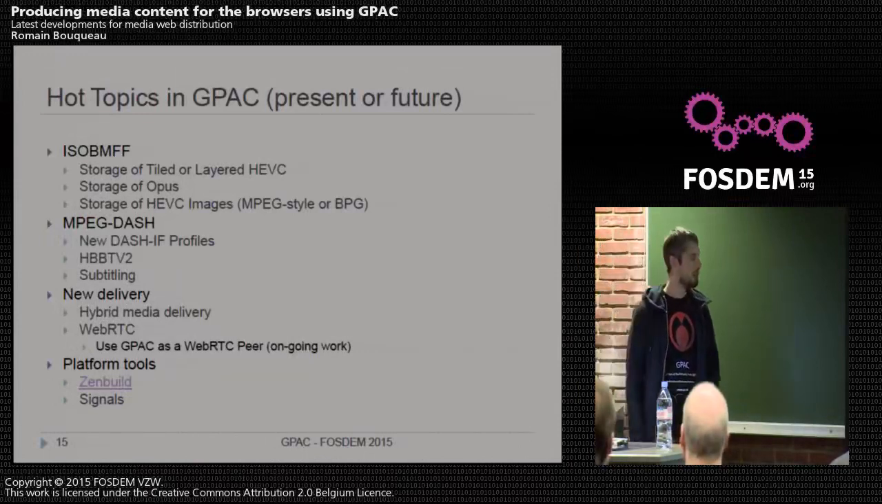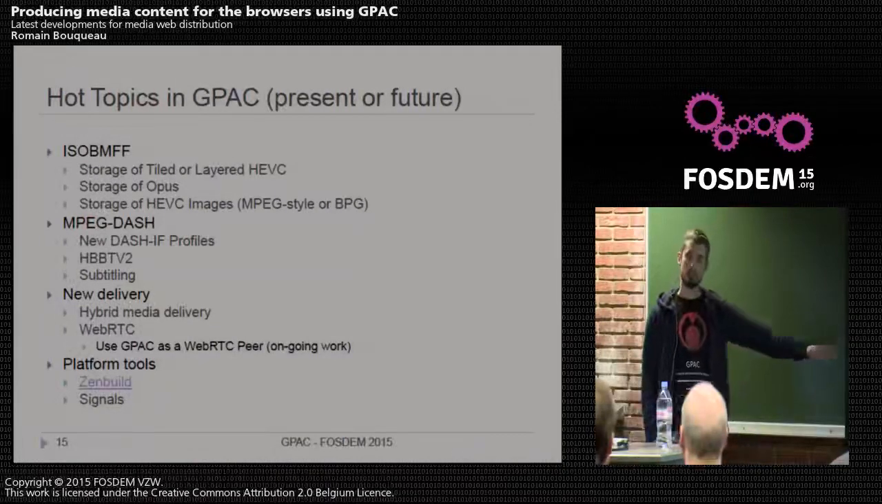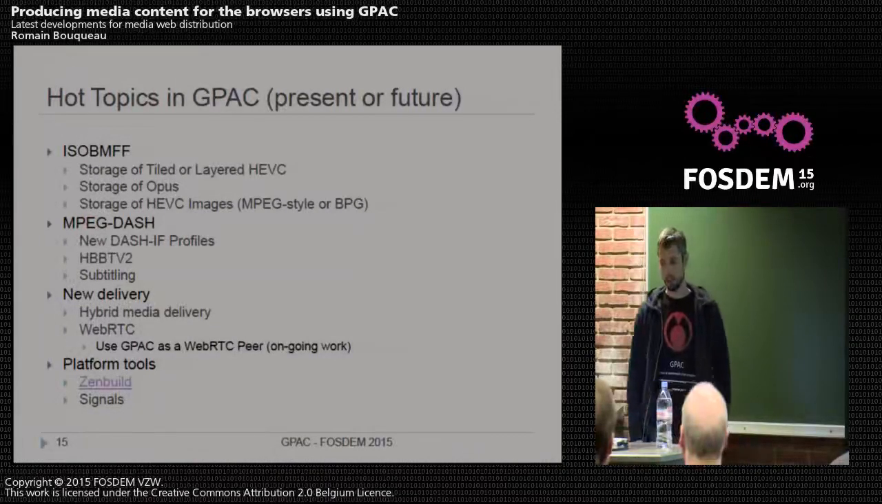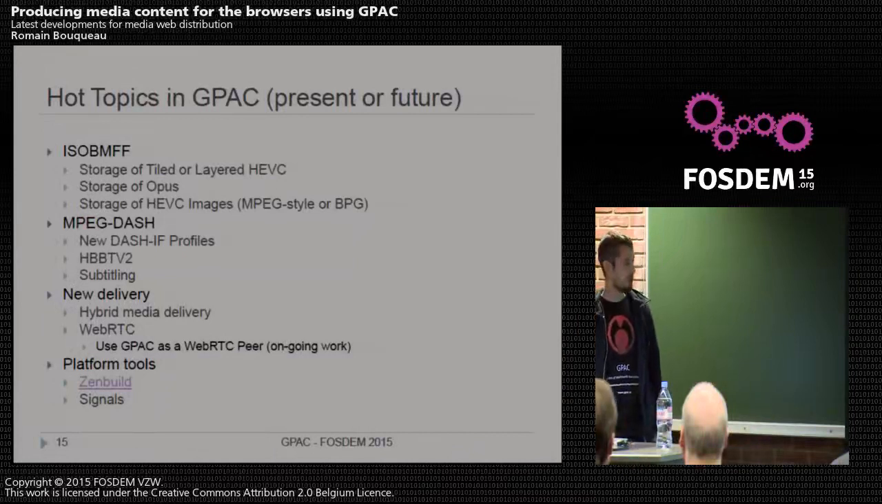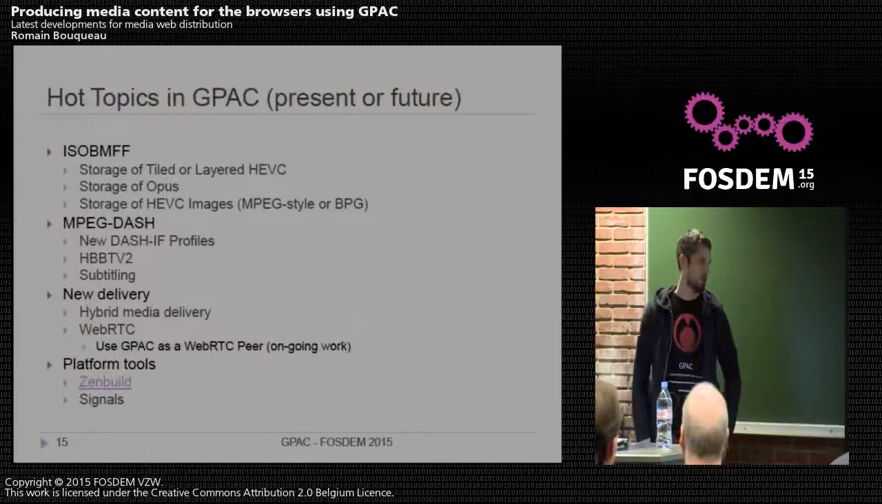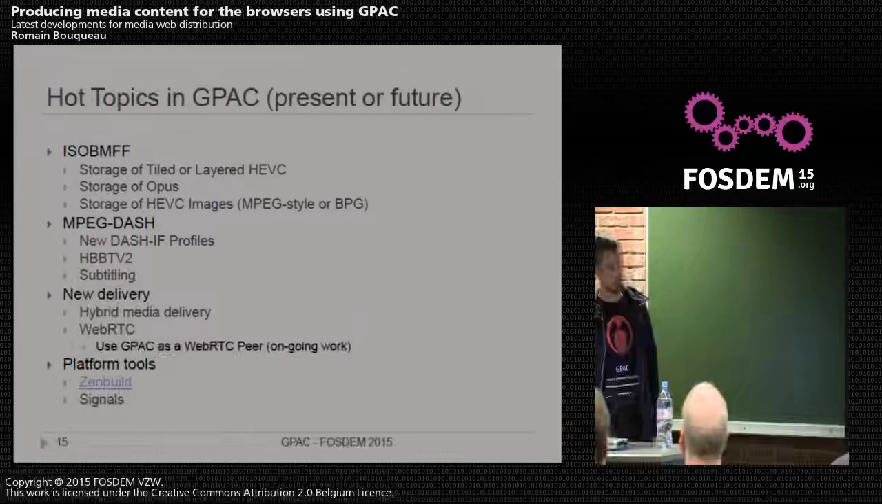Another thing that we implemented in GPAC is WebRTC. A trainee spent 6 months on this, and we hope to be able to use GPAC as a WebRTC peer. So the aim is to use it as a peer, and I think that for some projects such as peer-to-peer delivery, it's going to be useful. And the other projects that I presented to you: ZenBuild, so that you can build easily your multimedia open source project, and Signals, so that people can build more easily their streaming applications. Thank you.